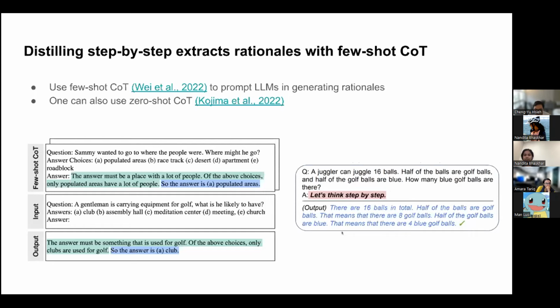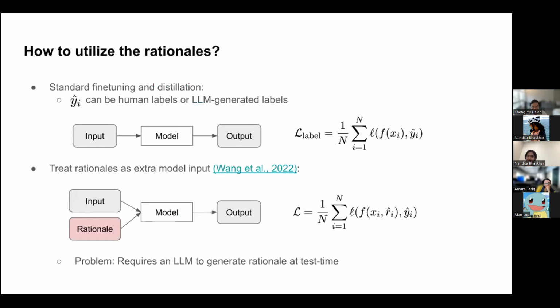So after obtaining the rationales extracted from the large language model, the next question is, how do we actually incorporate these rationales as extra information in training the small model? First, we consider the standard fine-tuning and distillation scheme, where we train the model with an input text question and train the model to output a corresponding desired label. This desired label can either be a human-annotated label in the standard fine-tuning scheme, or the label can be generated from a large language model teacher as in the standard distillation scheme.